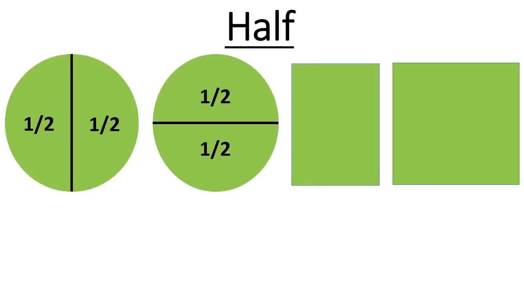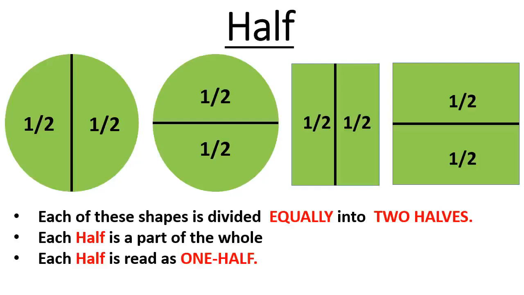Here we have another shape. I can divide it into two equal parts, 1/2 and 1/2. Another shape, I can divide it horizontally to form two equal parts, 1/2 and 1/2. So each of these shapes is divided equally into two halves. Each half is a part of the whole. Each half is read as 1/2.